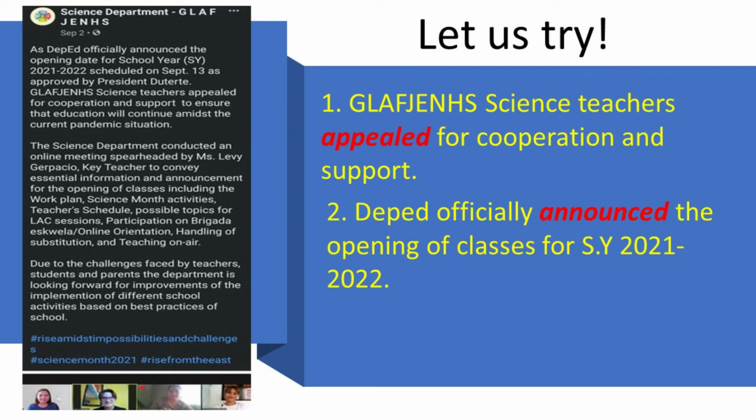Here is another example. It's an infographic from the science department. I took two statements from this infographic. The first statement is: Glafgens science teachers appealed for cooperation and support. The second statement: DepEd officially announced the opening of classes for school year 2021-2022. Observing these two statements, they both used the verb in its past form.